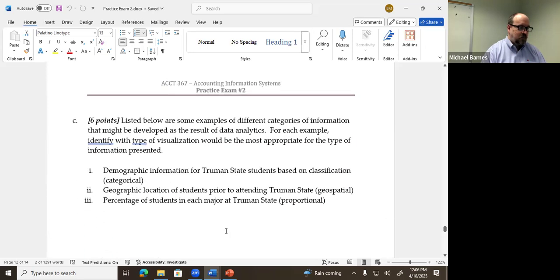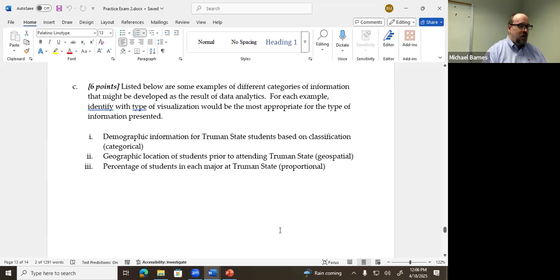All right. So examples of different categories of information that might develop as a result of data analytics. For each of these, identify which type of visualization would be the most appropriate for the type of information presented. For demographic information or treatment students based on classification, so for categorical data, this is actually the very first one we talked about. Categorical data is going to be using a bar chart, either vertical or horizontal, would be fine, okay?